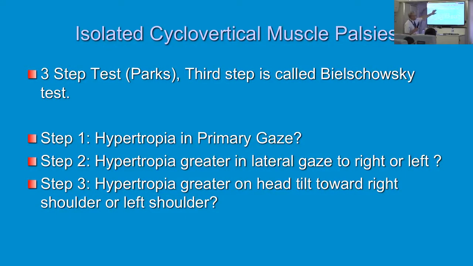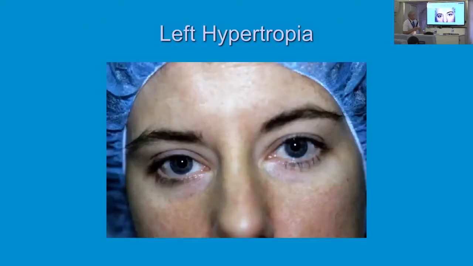So let's talk about the three-step test. Dr. Parks called it the three-step test. The third step is called the Bielschowsky head tilt test, and we'll describe it. Step one, which eye has the hypertropia? Which eye is higher in straight ahead gaze? That's step one. Step two, is the hypertropia greater when you look to the left or to the right? And the third step is, is the hypertropia greater on head tilt toward the right or toward the left? So you have to answer those three questions in order to make the diagnosis. So let's look at some examples here, okay?